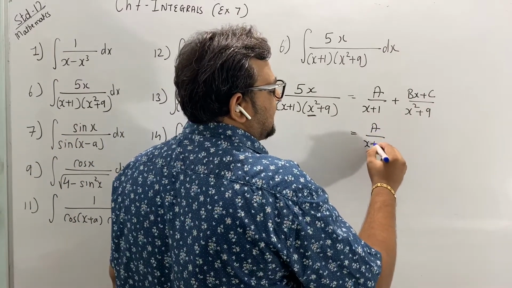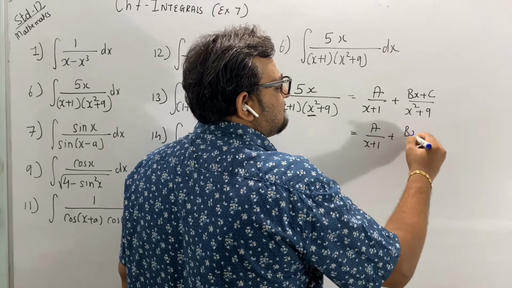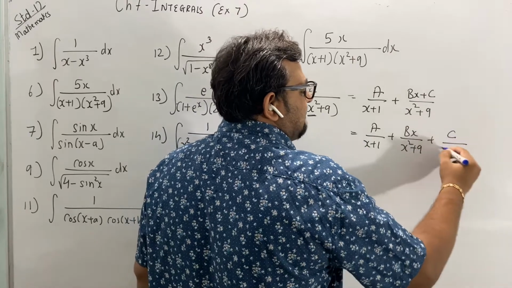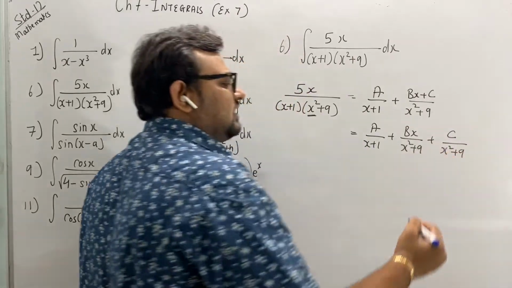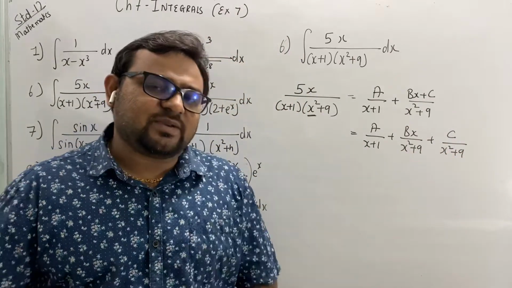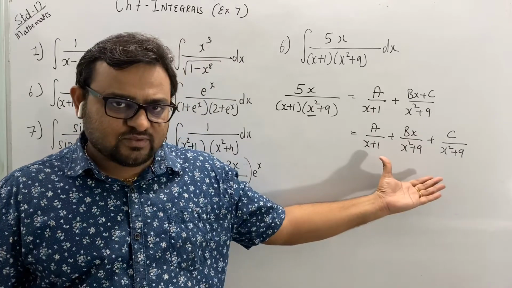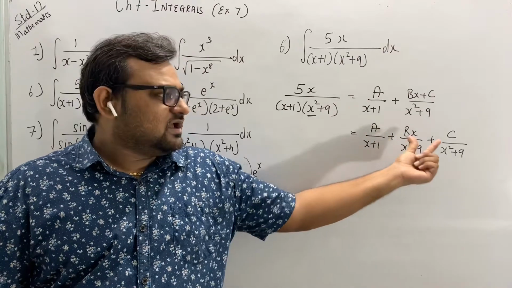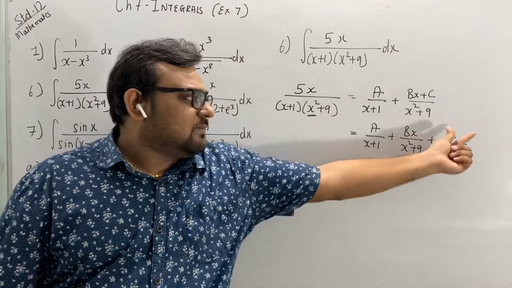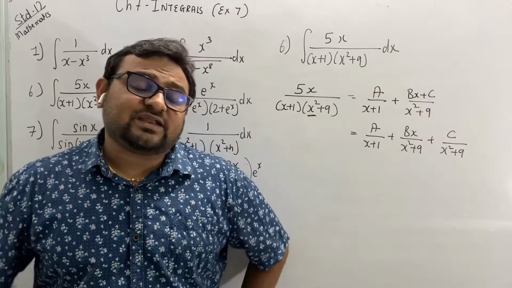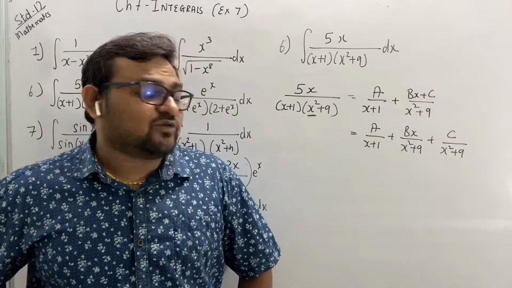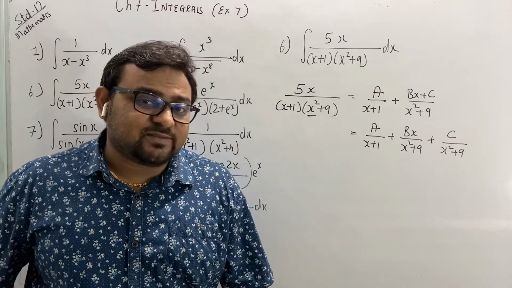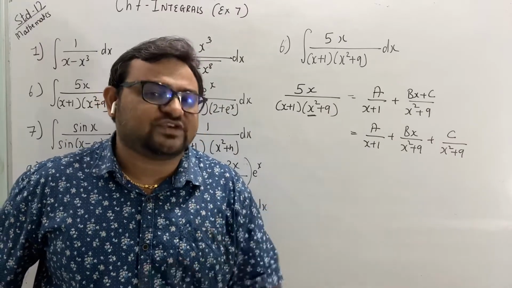a upon x plus 1 plus bx upon x square plus 9 plus c upon x square plus 9. Separate it at the start only, right? So phi x will be equal to a into x square plus 9 plus bx into x plus 1 plus c into x plus 1. Take different values of x and find out the values of a, b, and c. And if it is required, you can also use the other method, that is comparison of coefficients.